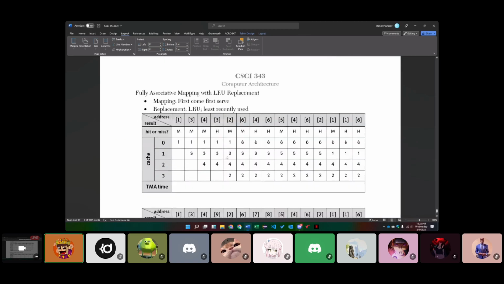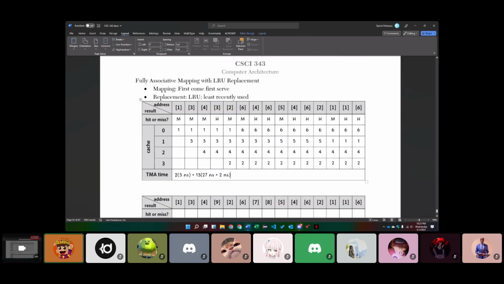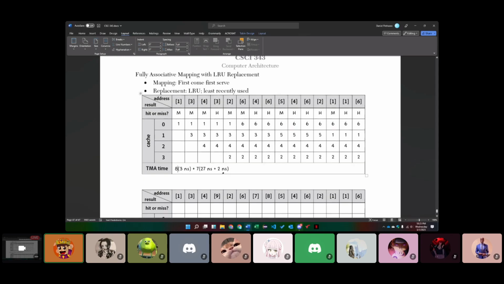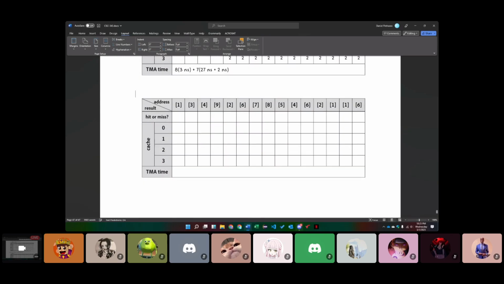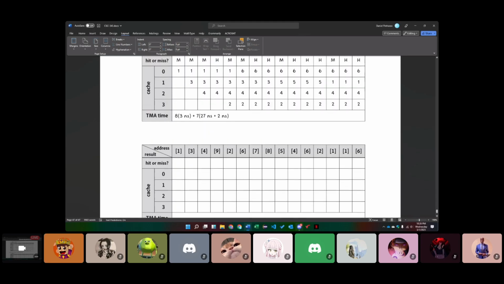1, 2, 3, 4, 5. 8 hits, 7 misses. The next one is optimal.